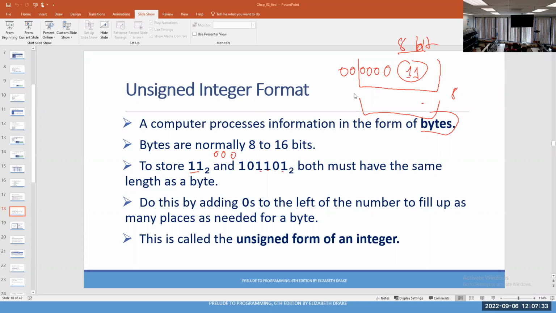And this is called the unsigned form of integer. Unsigned form, remember that unsigned form means it is non-negative. It can be 0 or a positive number.